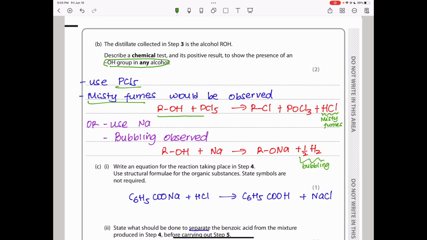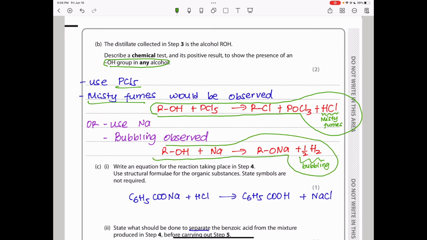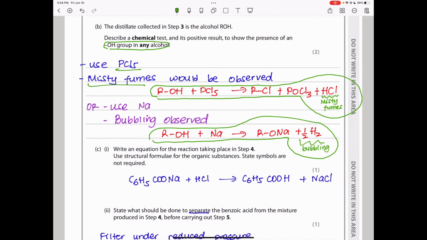And the reaction that takes place is going to be this. And the misty fumes are going to be due to production of HCl. Or when we use sodium, we're going to see bubbling that is going to be observed. Again, the reaction that occurs is going to be here. The bubbling is going to be due to hydrogen gas being produced in this reaction.